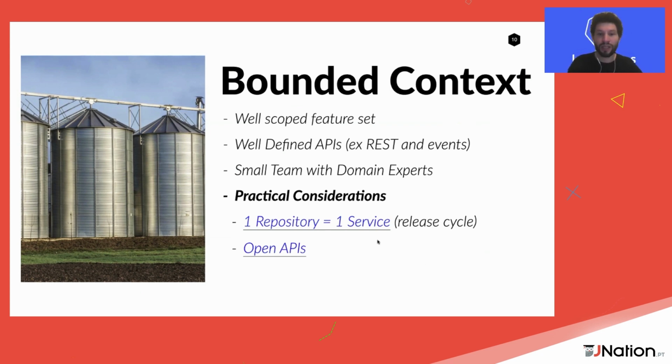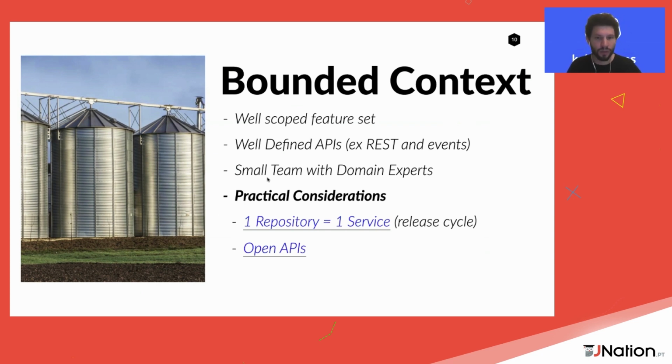Jumping to the practical side, not to the conceptual side of what a bounded context is. As I mentioned before, Jenkins X relies on these conventions of having one repository, one service. And that allows you to have these separated release cycles. So this will allow these small teams of people to just keep working and improving their things.